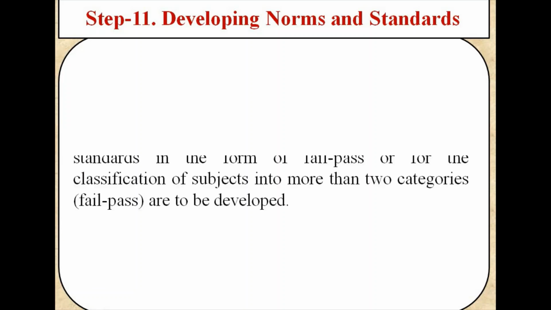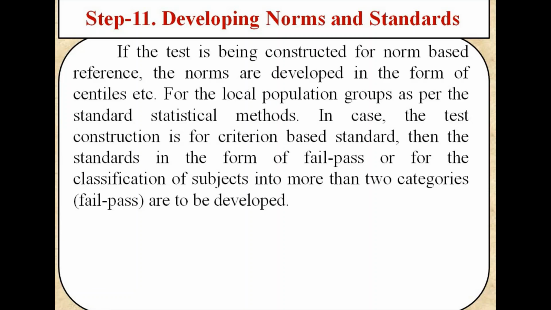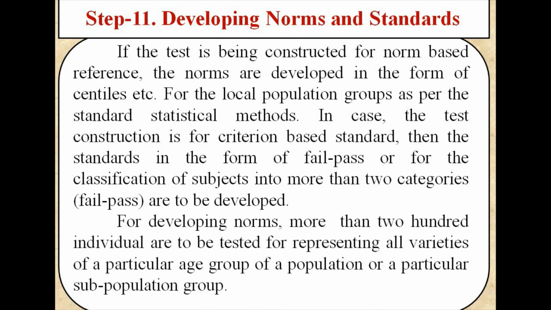Step 11. Developing norms and standards. If the test is being constructed for norm-based reference, the norms are developed in the form of centiles, etc. for the local population groups as per the standard statistical methods. In case the test construction is for a criterion-based standard, then the standards in the form of fail-pass, or for the classification of subjects into more than two categories, are to be developed. For developing norms, more than 200 individuals are to be tested for representing all varieties of a particular age group of a population or a particular subpopulation group.